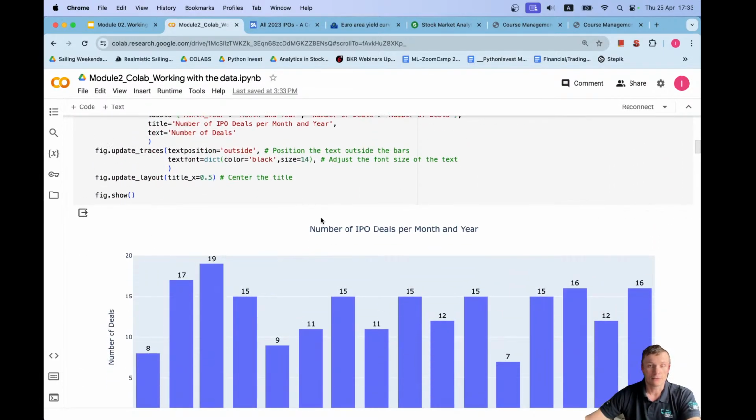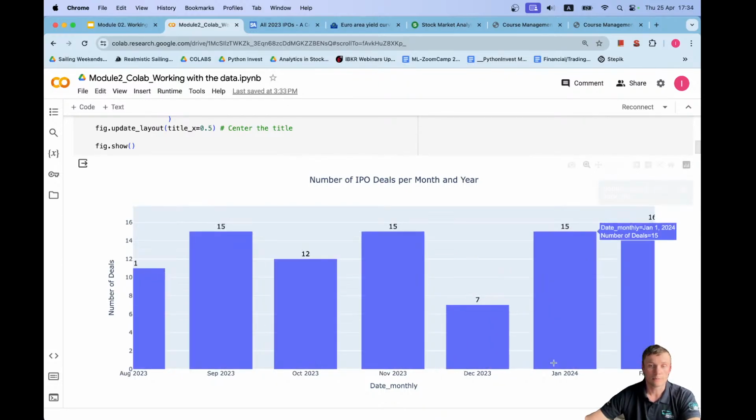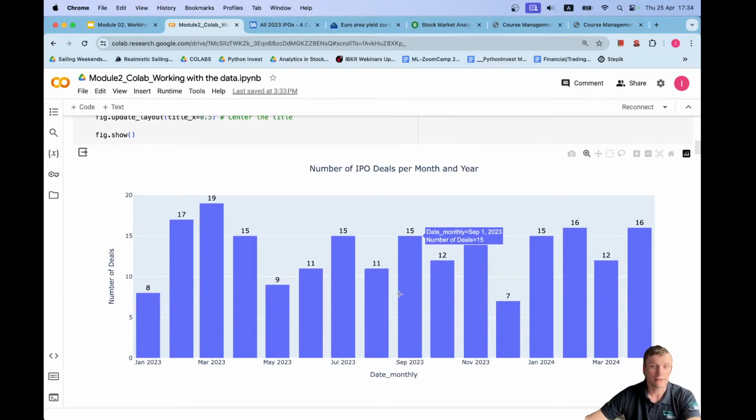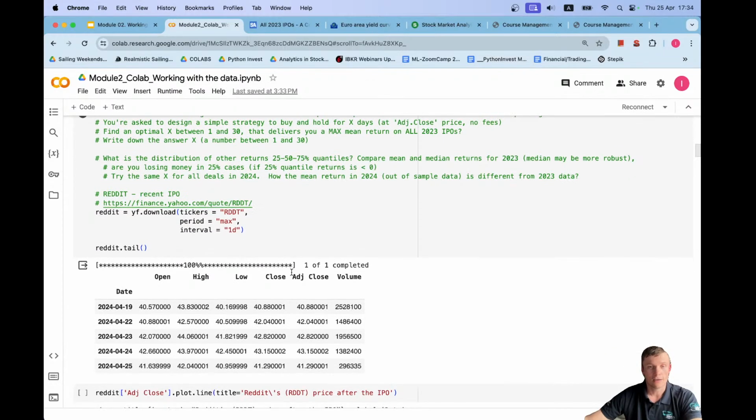You can visualize some of the stats, and here I show an example of using Plotly Express. The difference of this type of visualization versus many other easier visualizations with Matplotlib is that you can zoom in, you can double click, you can have additional information, just saved in the Colab. And I will ask you in homework to design a simple investing strategy around new IPOs.